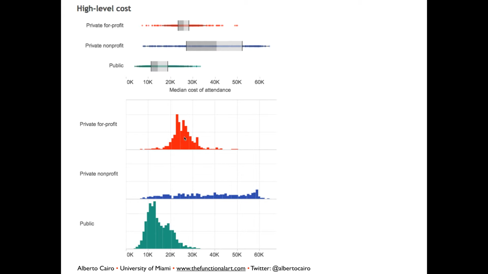And then private for-profits, the shape of the data is similar to the public institutions. Most of the institutions are around the median value, which is probably around here, but the data is more dispersed than public institutions. You also have low cost and relatively high cost institutions over here. So the histogram lets you see density versus dispersion. Those things are equally important.